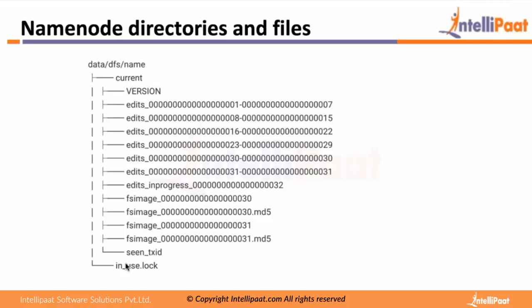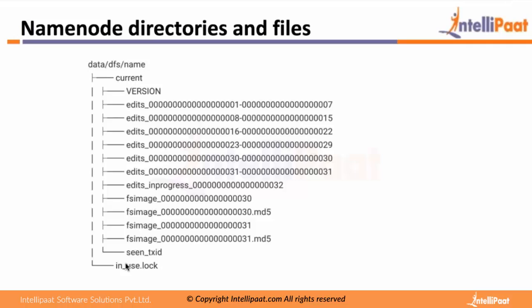So there will be one more directory called current along with in_use.lock at the same level. Inside the current directory you have four files. One is version. Version has your namespace ID, cluster ID and block pool ID, which are unique. And you have storage type, which says whether this is a name node or data node or journal node.